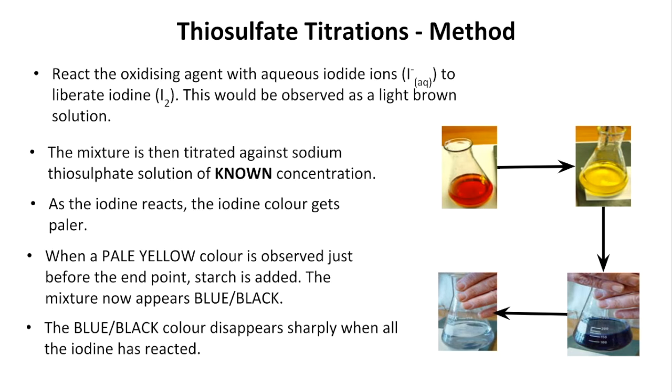And I'm sure you can appreciate why the starch indicator is really helpful. As the iodine reacts away, this is going to become more and more pale yellow, so it's going to be very difficult to see the point when the very pale yellow colour becomes colourless. As long as there's a tiny amount of iodine present in the flask, when you add the starch indicator, it will go blue-black.